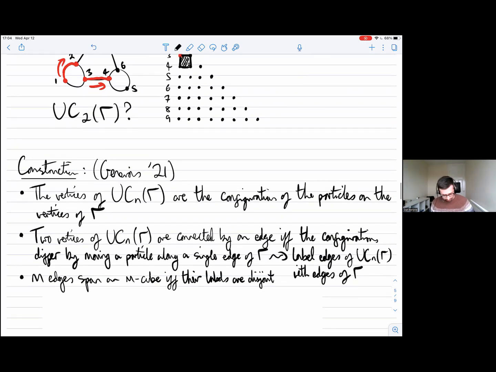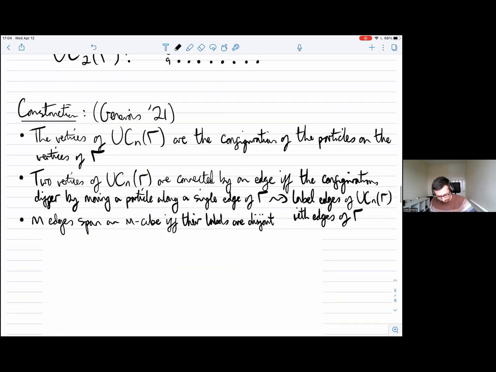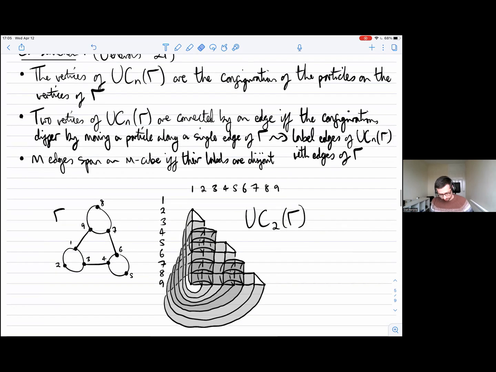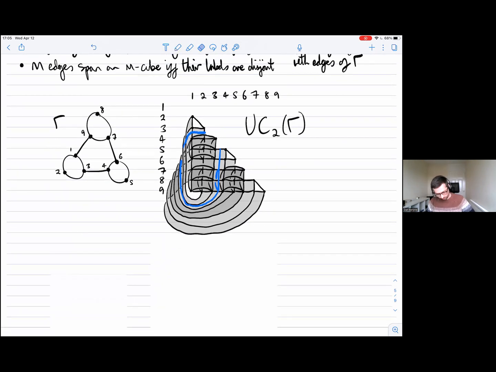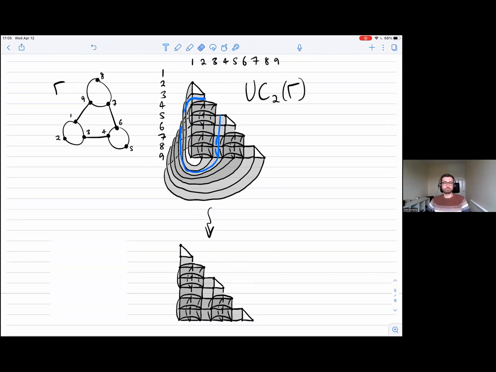So, right, we can apply this construction and obtain the following cube complex for UC_2 of gamma. As you'll notice, this is exactly the cube complex that we computed for the graph braid group before. So recall that we were decomposing along this blue hyperplane. And when we cut along this hyperplane, we got this cube complex down here.